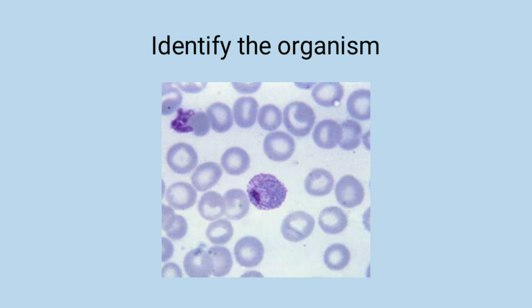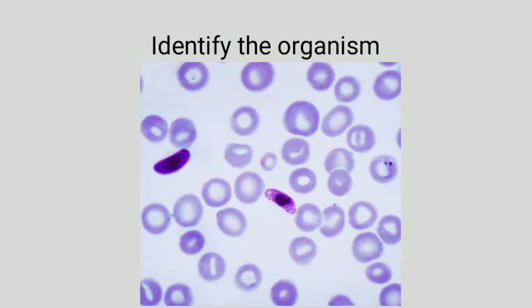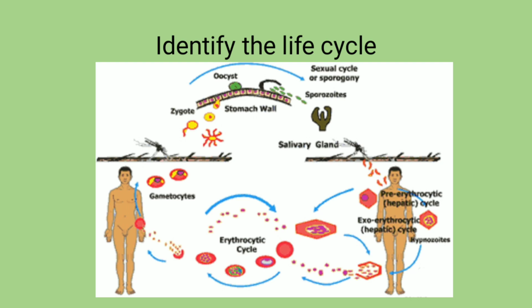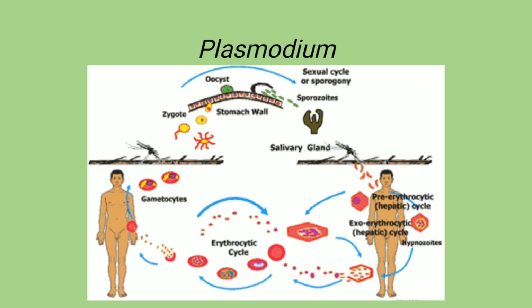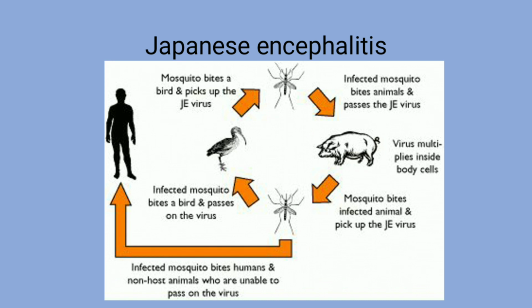Identify the organism. Plasmodium vivax. Identify the organism. Plasmodium falciparum. Identify the life cycle. This is life cycle of Plasmodium. Identify the life cycle. This is life cycle of Japanese encephalitis.